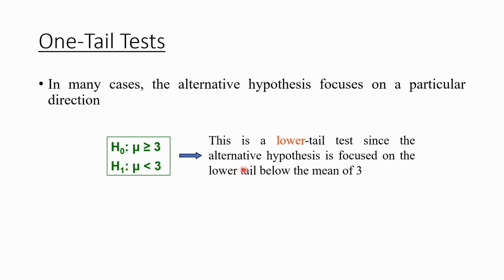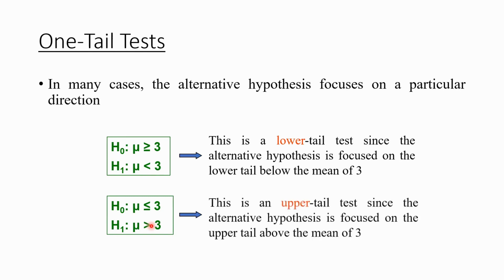And then if your alternative hypothesis is mu is greater than 3, it's on the right hand side or the upper end of the tail. So that is why it's an upper tail test. Both of these are examples of a one-tail test.